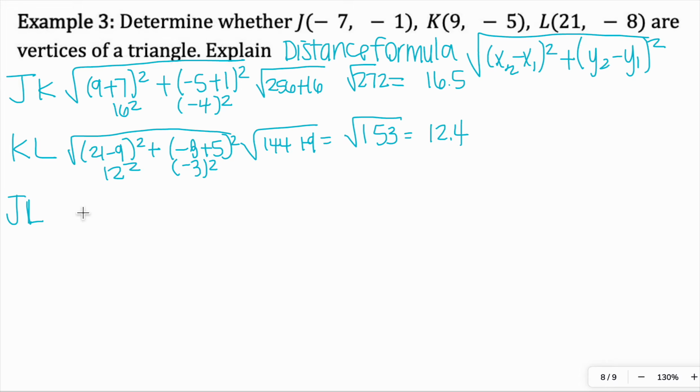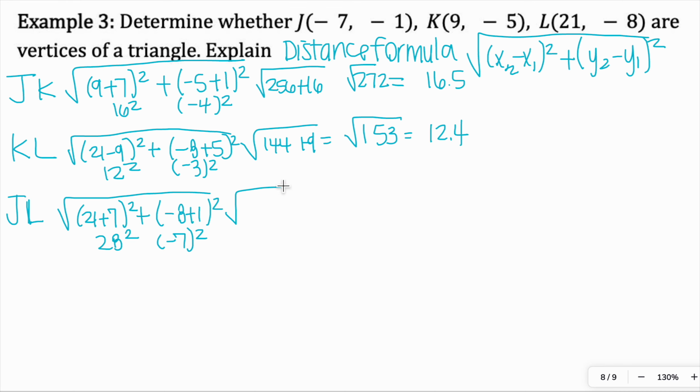And then our last one, JL, I did 21 minus negative 7 squared, so 21 plus 7. And then negative 8 minus negative 1, so negative 8 plus 1 squared. This is going to be 28 squared, and negative 7 squared. So 28 squared is 784, and negative 7 squared is 49. Add those together, I get a square root of 833, so 28.9.